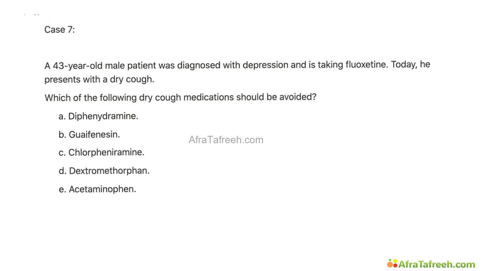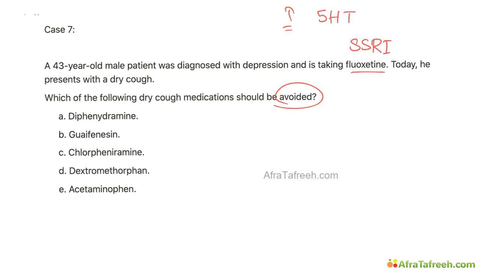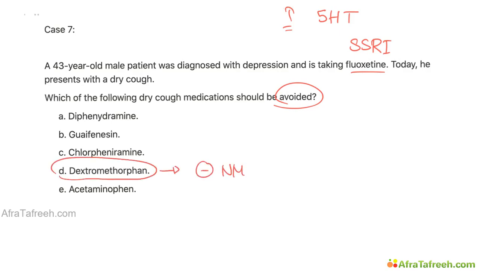Last question. 43-year-old male patient was diagnosed with depression and is taking fluoxetine. Today, he presented with dry cough. Which of the following dry cough medication should be avoided? Okay, let's dissect that. What is fluoxetine? Selective serotonin reuptake inhibitor. We're trying to increase serotonin in a patient with depression, which makes sense. Which of the following should not be given with serotonin? I'll tell you. It's dextromethorphan. Why? Because remember, it inhibits the NMDA glutamate receptor. What you did not know is that dextromethorphan is also stimulating serotonin receptors. Oh, so this is too much serotonin. When you give two medications together that increase serotonin, the patient can suffer from serotonin syndrome.